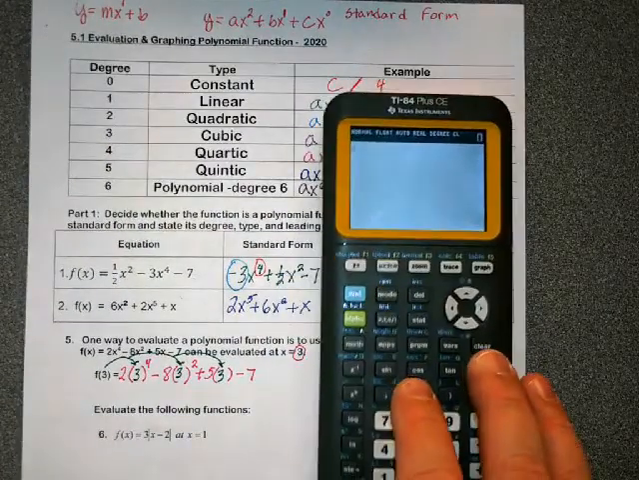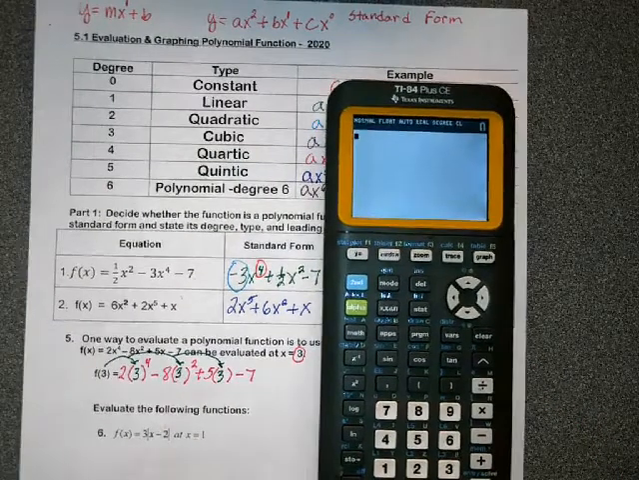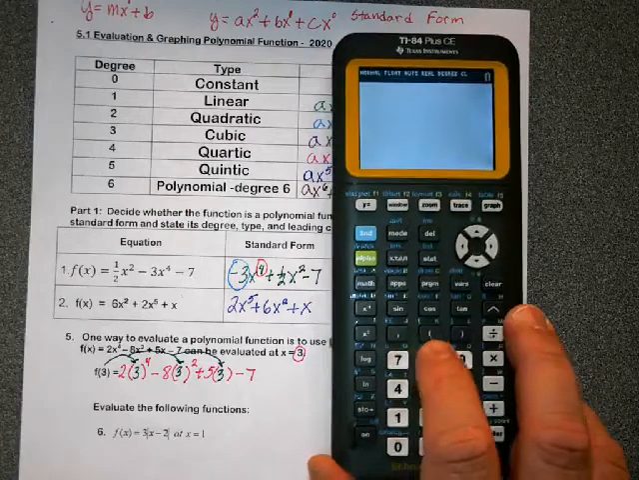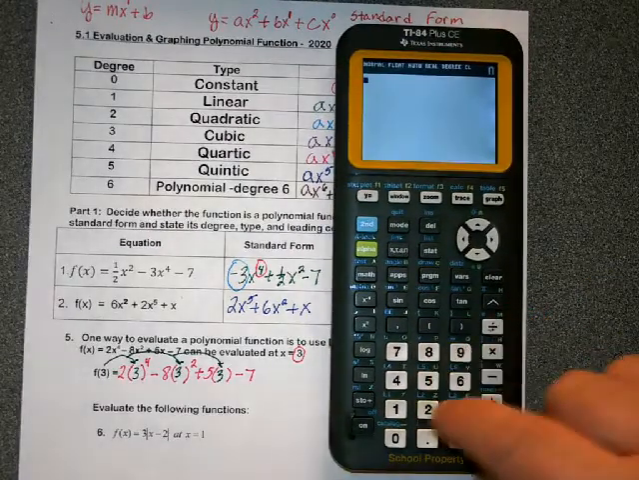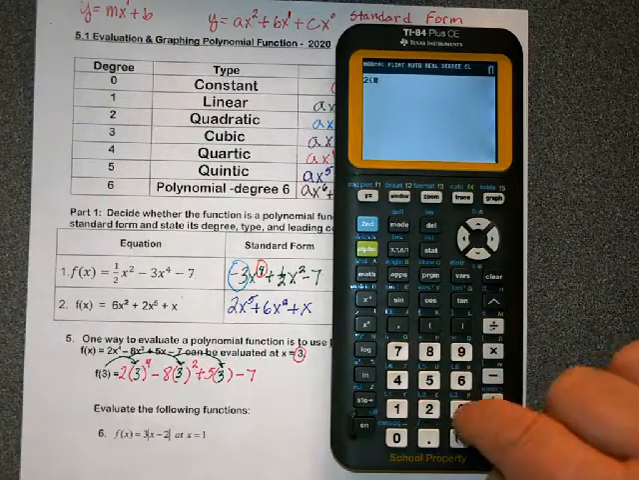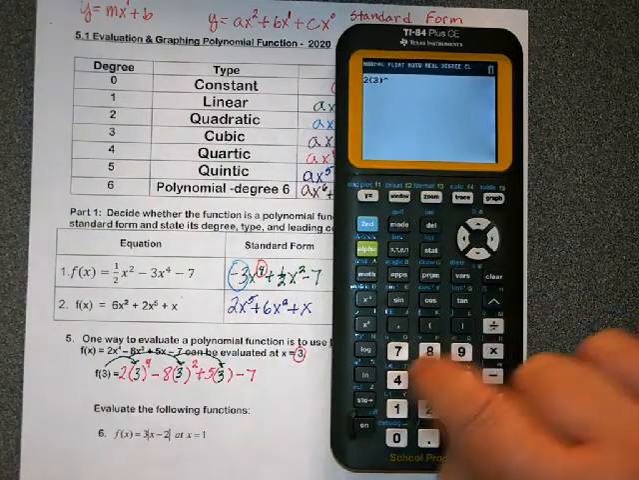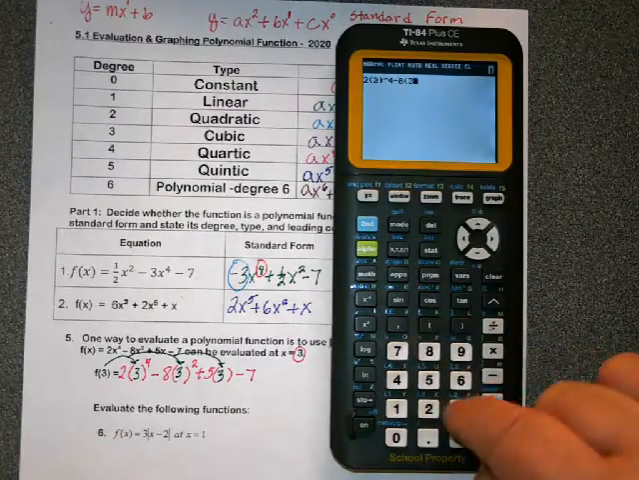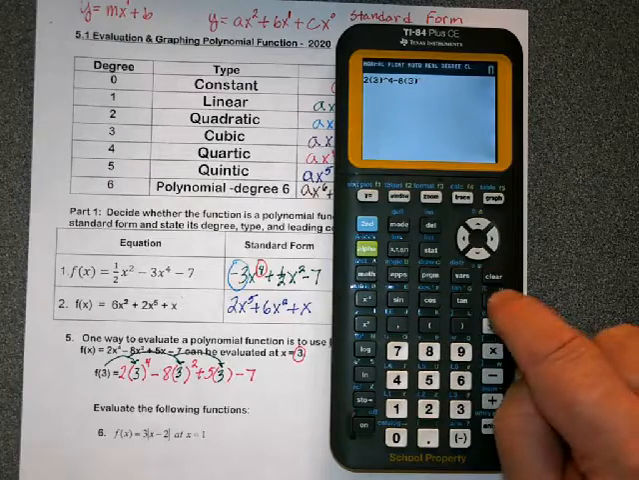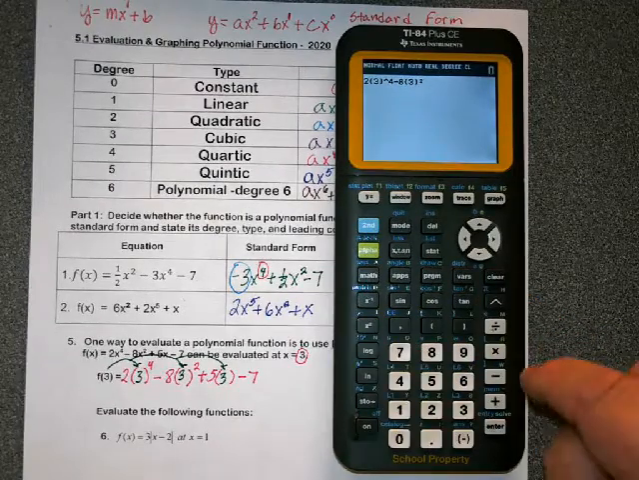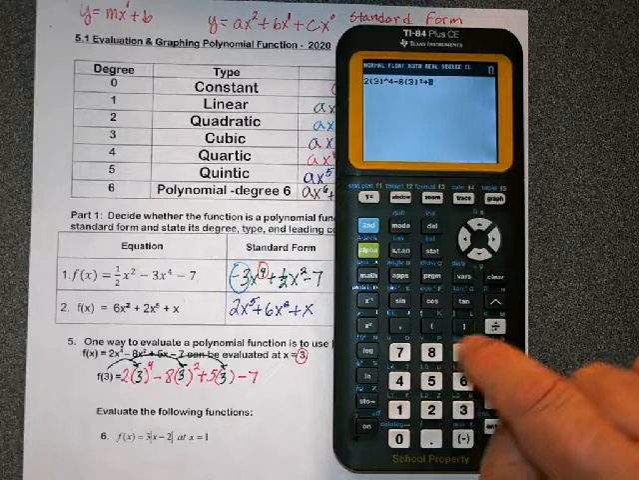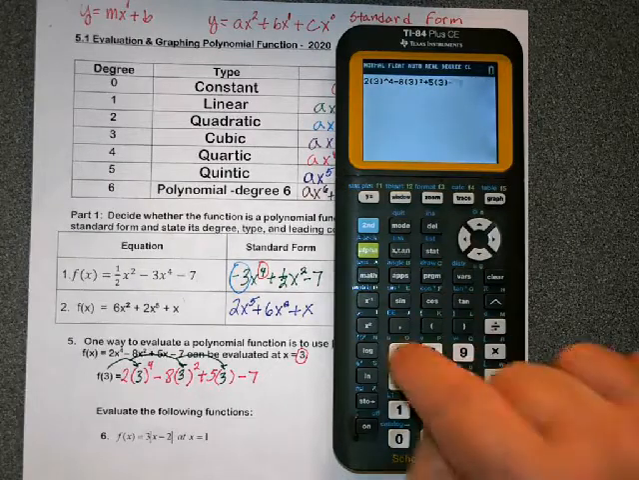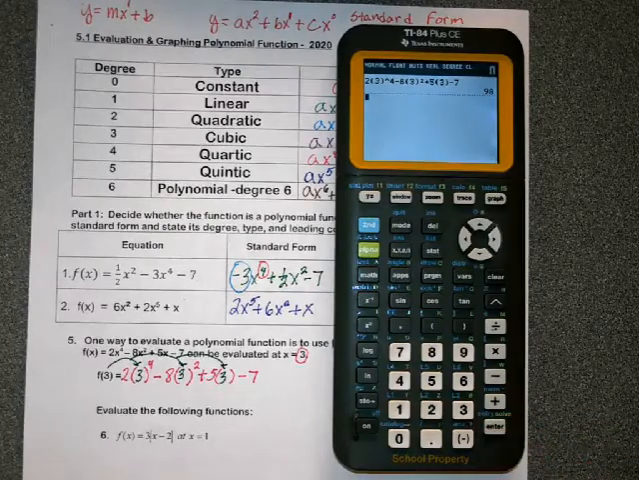So I have 2, and put it in exactly with the parentheses, otherwise it does funny things. So, 2, parenthesis, 3, parenthesis, raised to the 4th, minus 8, parenthesis, 3, parenthesis, squared, or you could use a squared button, plus 5, parenthesis, 3, parenthesis, minus 7, and hit enter. 98, that's what I got.